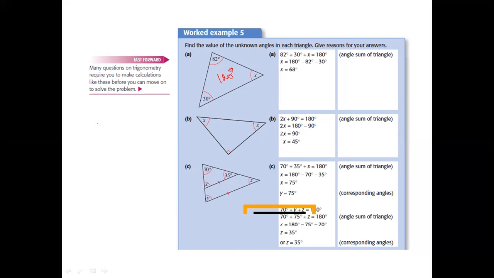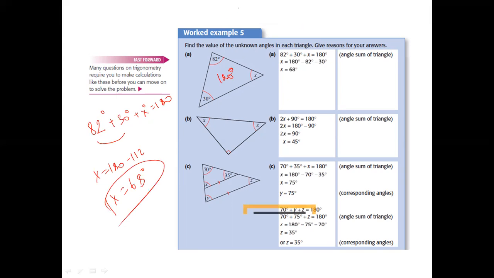Now let's add them. The first angle of the triangle is 82 degrees plus the second one, 30 plus x degrees, must be 180. So 112 plus x is equal to 180, x is equal to 180 minus 112, and x is equal to 68. Yes, x is 68 degrees. In here also the angle sum of a triangle is 180, and from here you get x is 68.